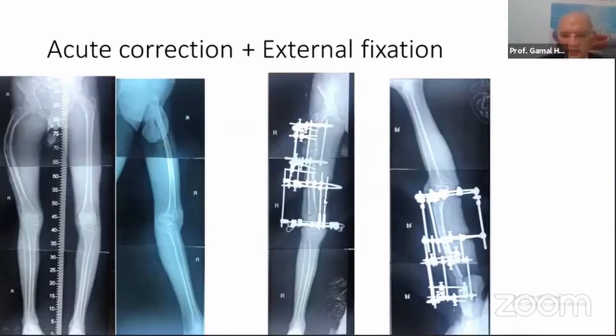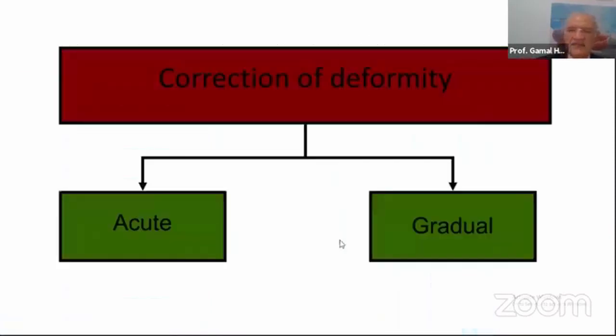And we did correction by 2 osteotomies. This is first osteotomy and this is second osteotomy. And we did acute correction using external fixation. So correction of the deformity can be acute. You can use internal fixation or external fixation or any combination, and it can be gradual or both in the same patient.